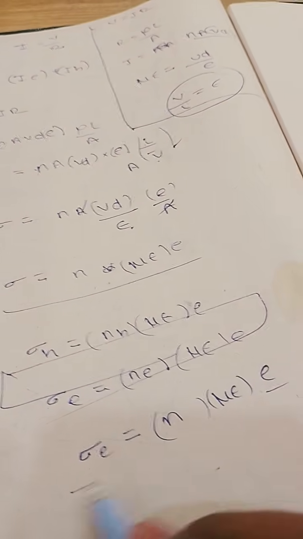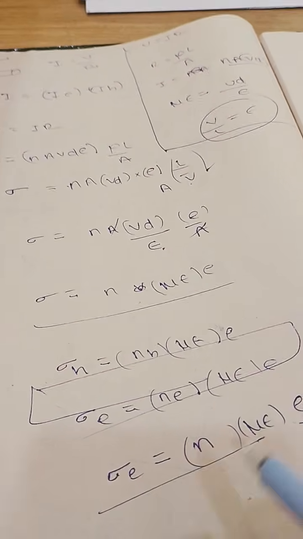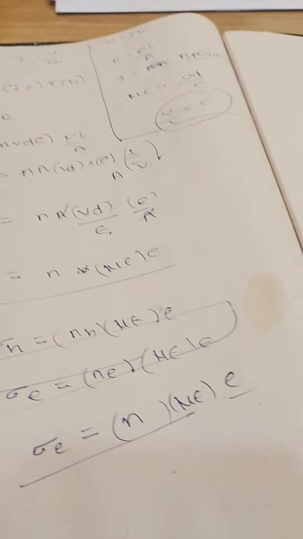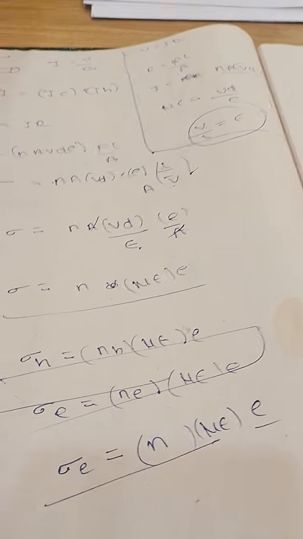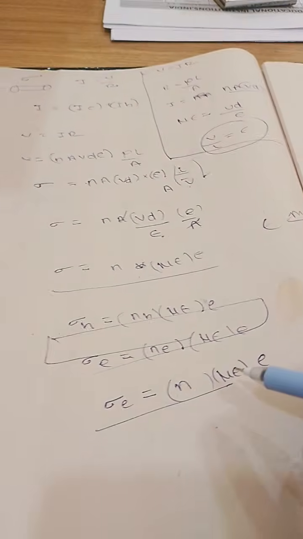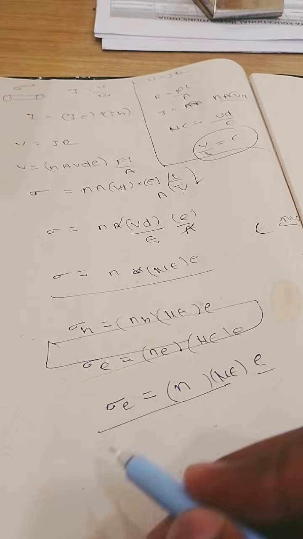Okay, I repeat once again. NEET. Remember, the conductivity formula is N E mu. N means number of electrons or holes per unit volume, mu means mobility, and E means charge.